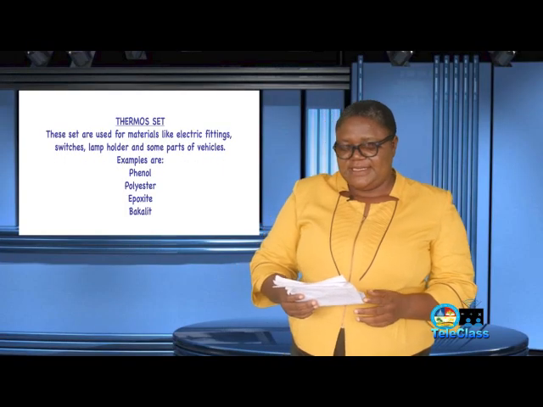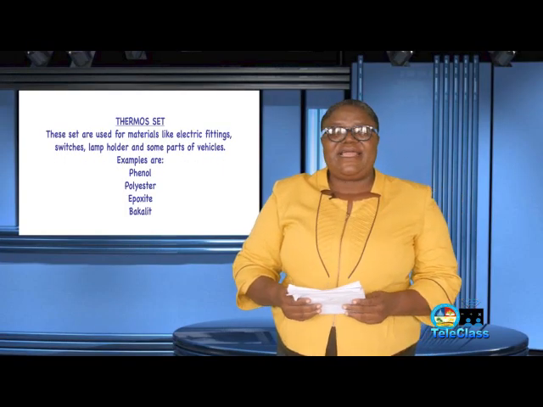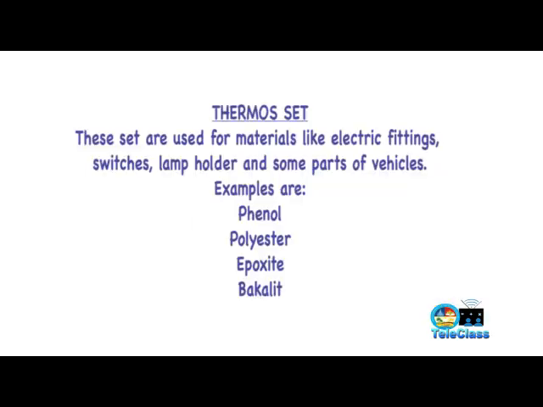And then the thermosets are used for materials like your electric fittings. You see your switch, your lamp holder, and some parts of your vehicles are made from thermosets. Examples are PVC, which is polyvinyl chloride. Those are thermoplastic. Polyvinyl chloride, nylon, and acrylate are examples of thermoplastics or thermoplasts. Now the thermosets? Examples are phenol formaldehyde, polyester resin, epoxide, bakelite.